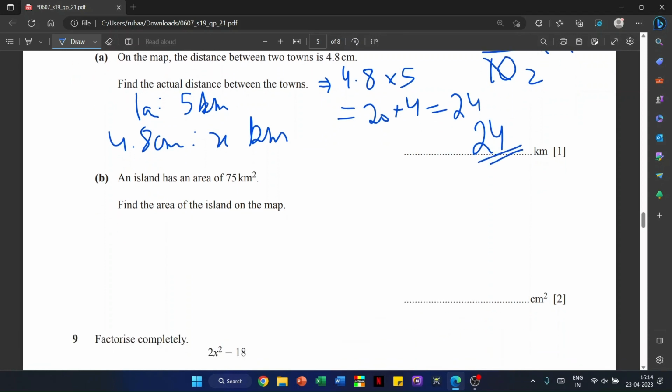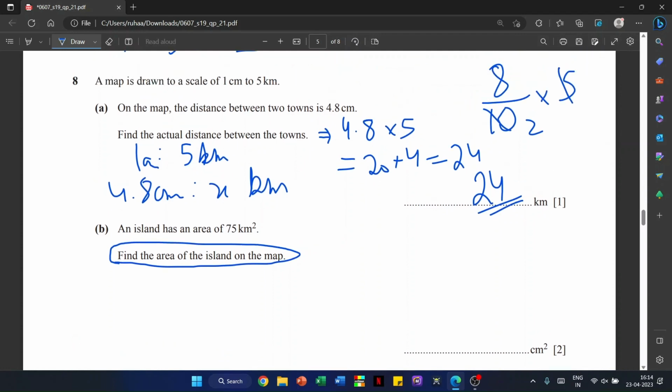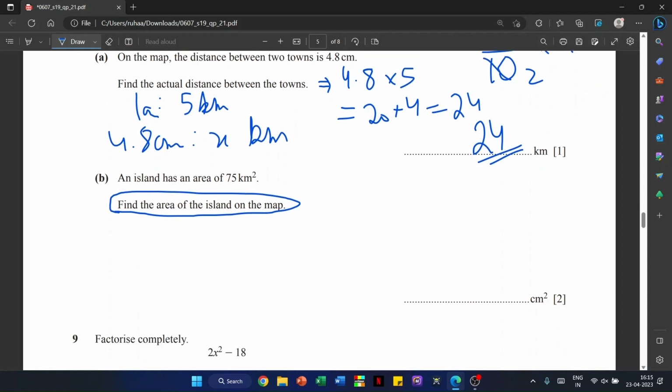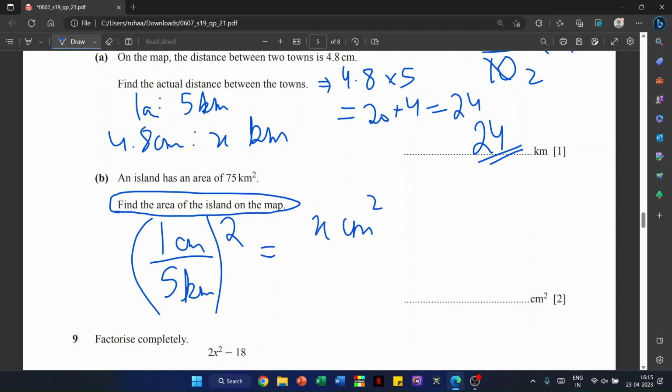Now, the island has an area of 75 kilometers squared. Find the area of the island on the map. Alright, so this is going to be similarity. Okay, so 1 centimeter is 5 kilometers. So I'm going to write that as 1 centimeter is nothing but 5 kilometers, not 75. And when it comes to length and area, the length has to be squared. And this over here is x centimeters squared. This is going to be 75 kilometers squared.